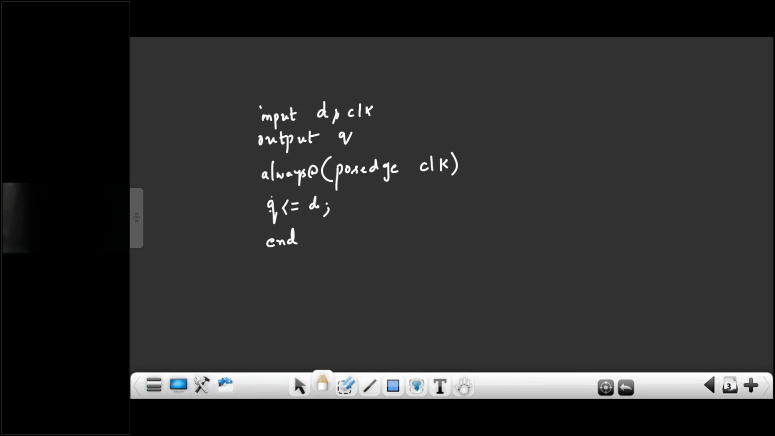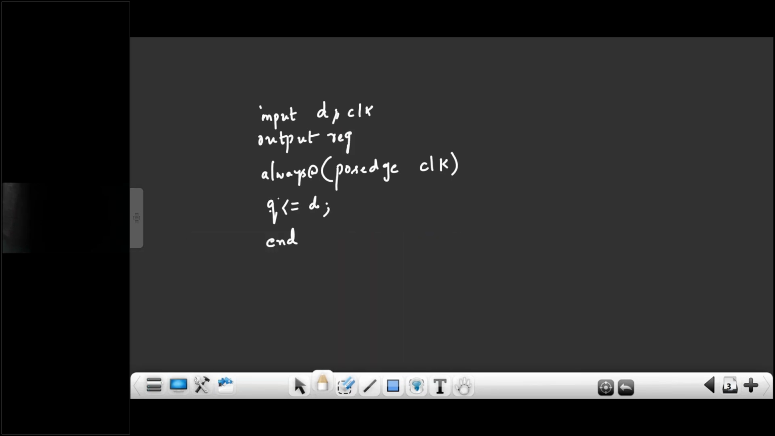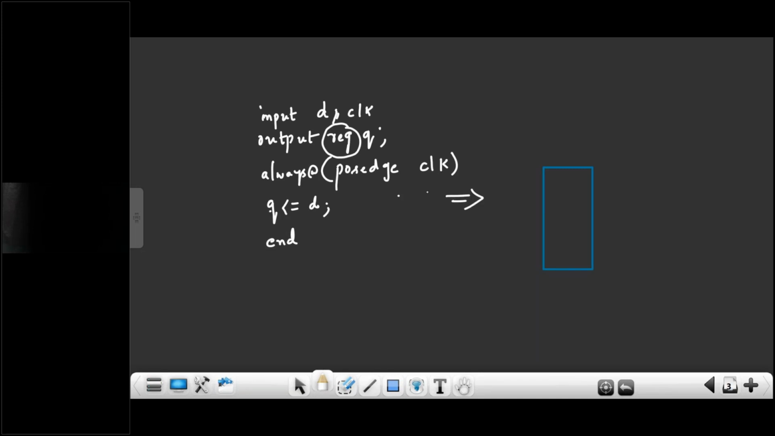If I use any output in the always block, that has to be declared as reg. Any output used in the always block I have to declare as reg. If reg is not declared, sometimes your Verilog code may be syntax correct, but it cannot be synthesized properly. Because this always block is going to form a flip-flop. Since we have always at positive edge of clock, whatever circuit I convert to gate level should work only with respect to the clock. Clock means it should be a flip-flop only.